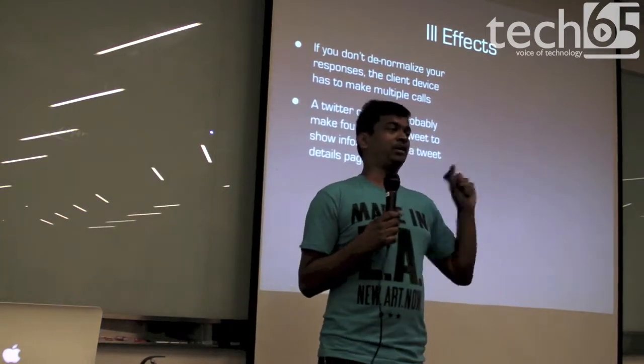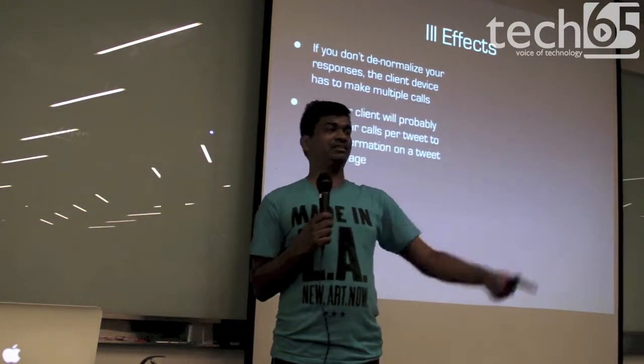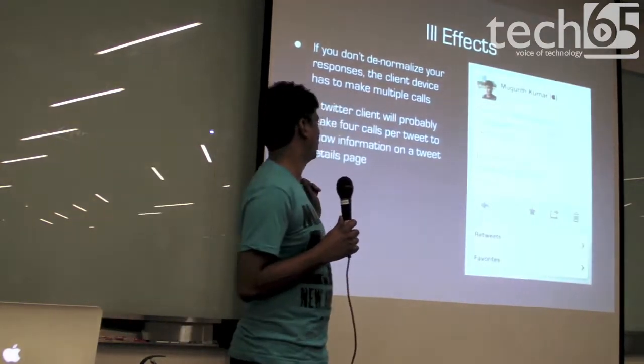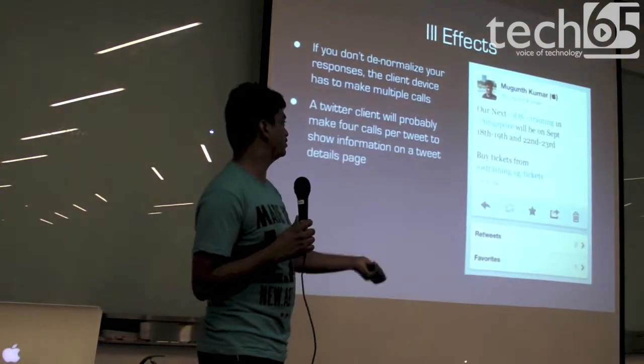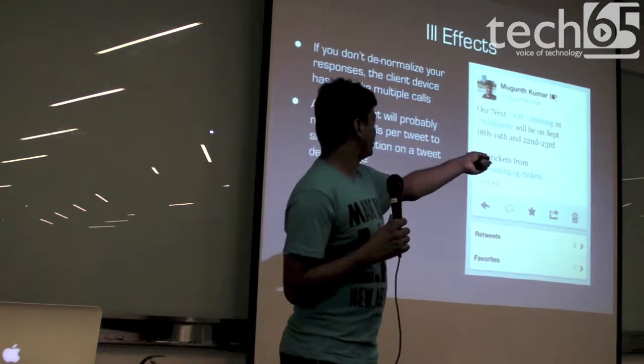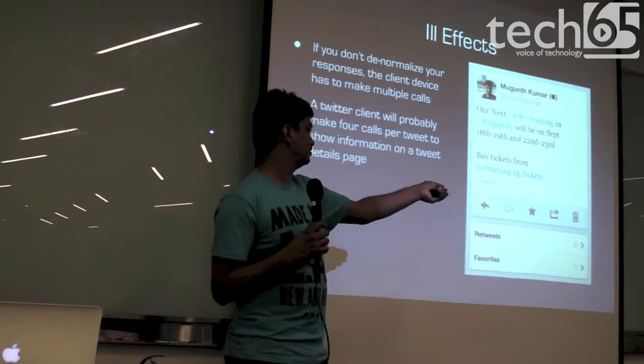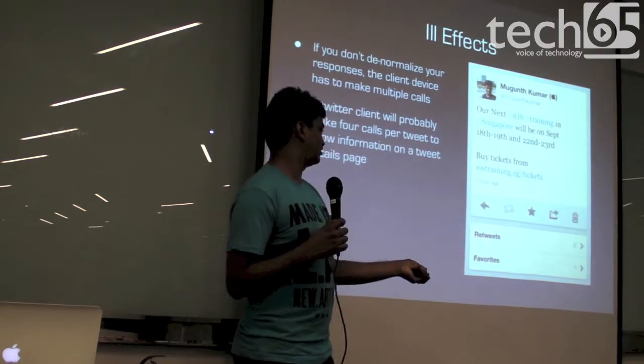The client has to make multiple calls to the server to get the same information that they could get in one single call. I'll show you an example. This is a tweet, right? This is a tweet page. This part is my user profile. This is the tweet text. This is the number of retweets and favorites.